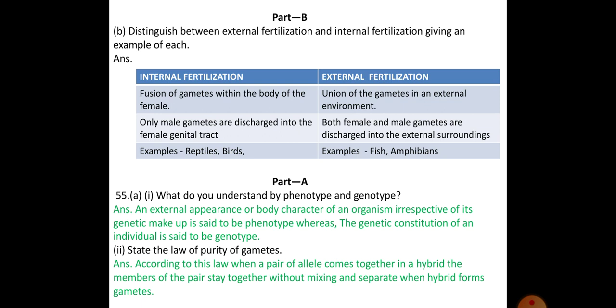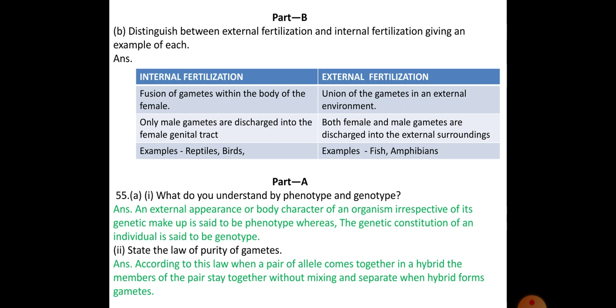What do you understand by phenotypic and genotypic? The external appearance or body character of an organism, irrespective of its genetic makeup, is said to be phenotypic, whereas the genetic constitution of an individual is said to be genotype.